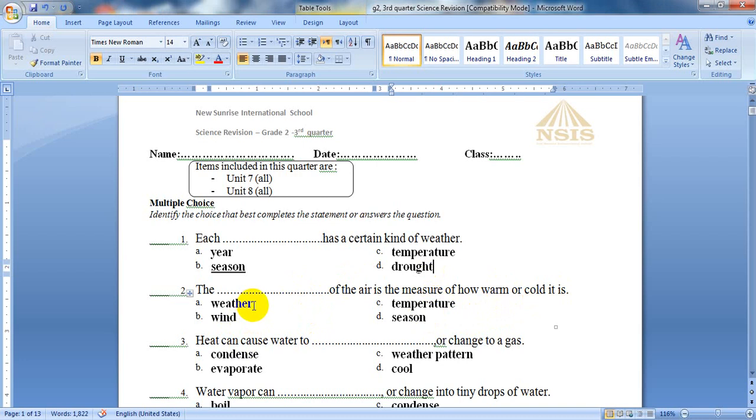Weather means what the air outside is like. Wind means the moving air. Temperature means how hot or cold something is or the air is. And season means a time of the year. So, which one do you think is the best answer? It's temperature.